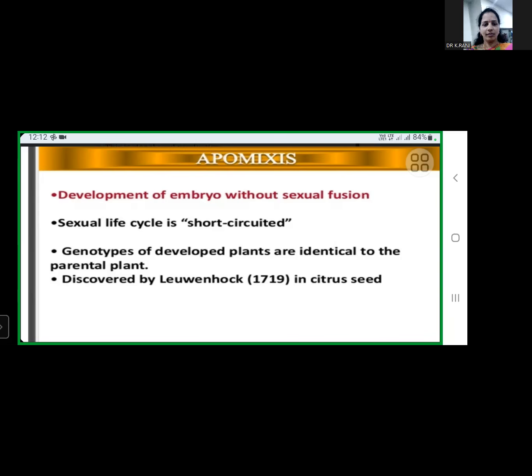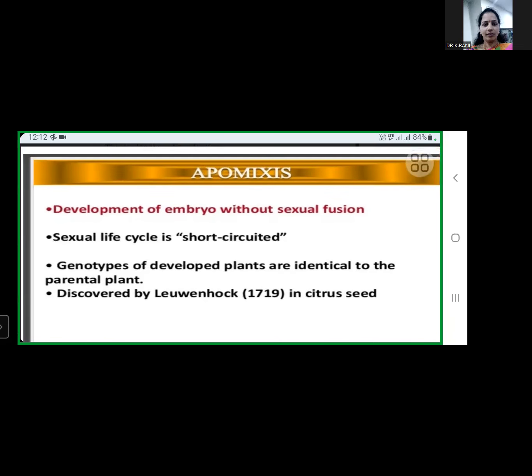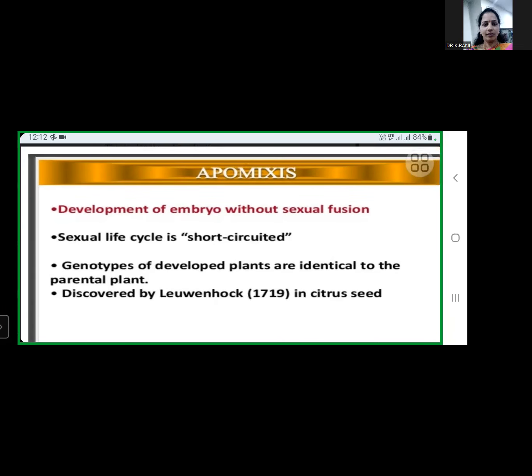Apomictic plants are more common in polyploids than in diploid plants. The term apomixis was coined by Winkler. The usage of this term by plant breeders is confined to only asexually formed seeds, so the term belongs only to apomictic plants.